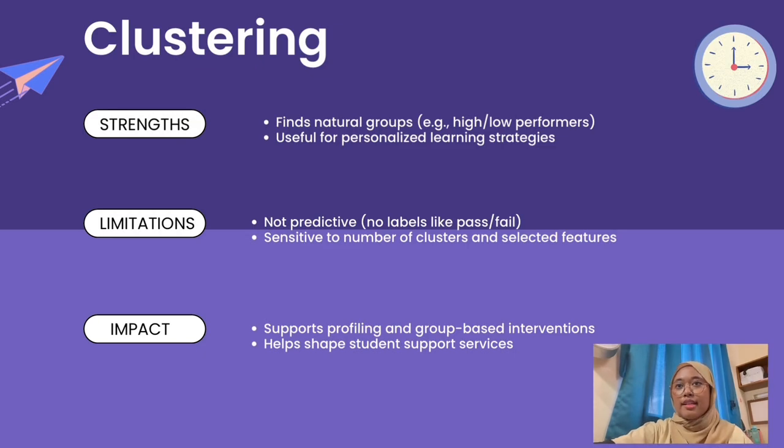Next, we have the clustering technique, such as K-means or hierarchical clustering. Unlike classification, clustering doesn't need labeled outcomes. Instead, it groups students based on similar behavior or academic performance. For example, it might form clusters like high achievers, average performers, and struggling students. This helps institutions design targeted support programs for each group.